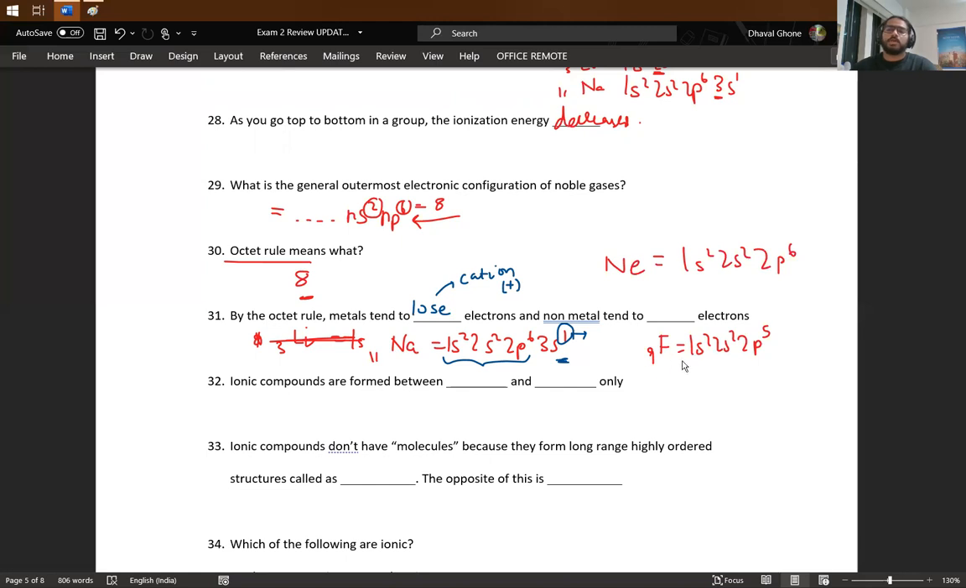If you look at the non-metal fluorine, it has 9 electrons, which is one less than neon. If I add one electron here, it becomes 2p6 and starts looking like neon. Every non-metal will always have a few electrons fewer than the closest noble gas, and they will want to gain electrons to look like the nearest noble gas. By gaining, they become anions, which are negatively charged ions.